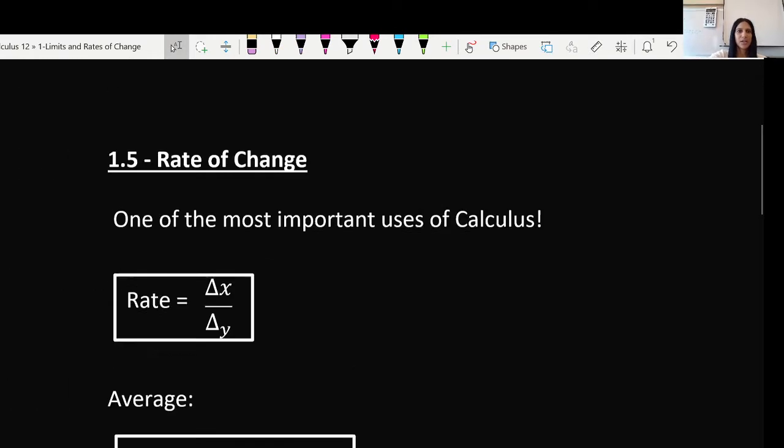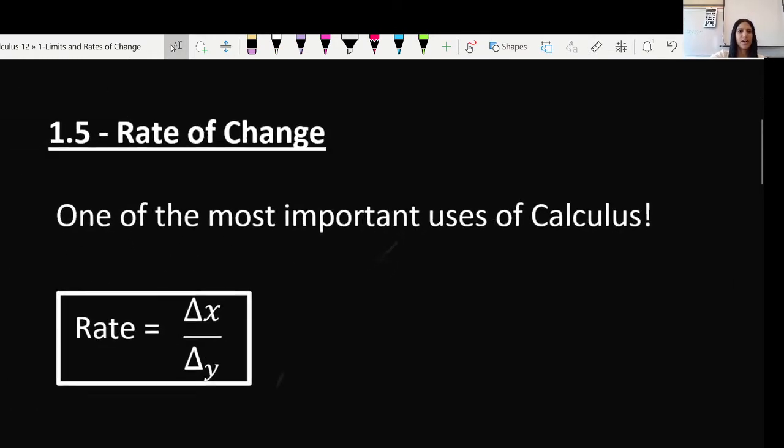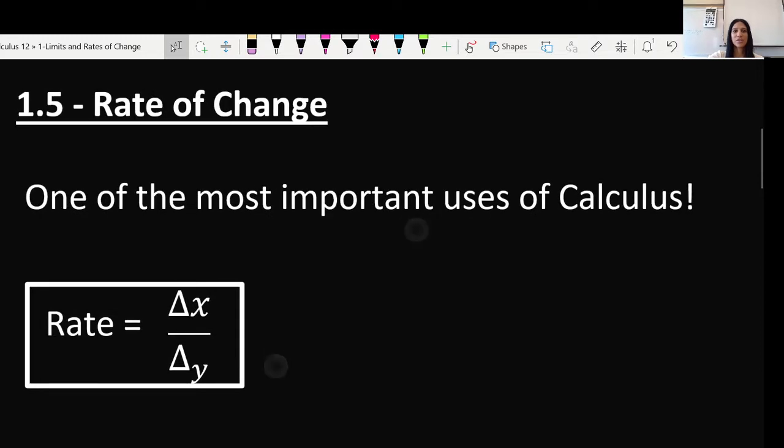Today we're doing 1.5, which is rate of change. So we're at the tail end of the chapter. We're basically applying all of the skills that we learned in this chapter to wrap things up.